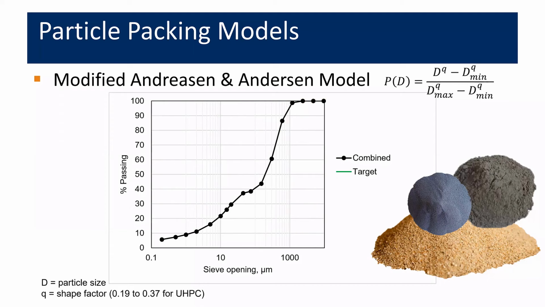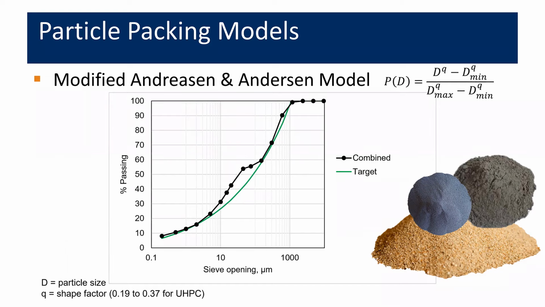Once we have our combined gradation, we're going to look for a target gradation that's going to be defined by our particle packing model. What we're trying to do is adjust those proportions so that our combined material is as close to the target as we can get. So for this example, I have a little bit more coarse material than I want. So maybe I'll reduce the amount of sand that I have in this combination and increase the silica fume.